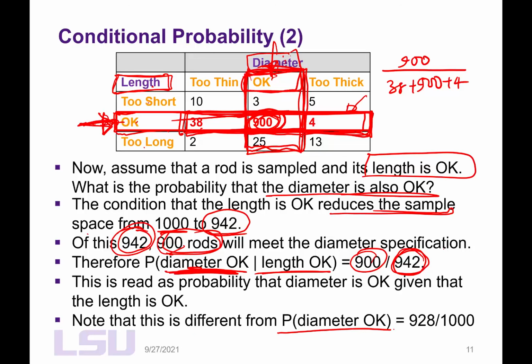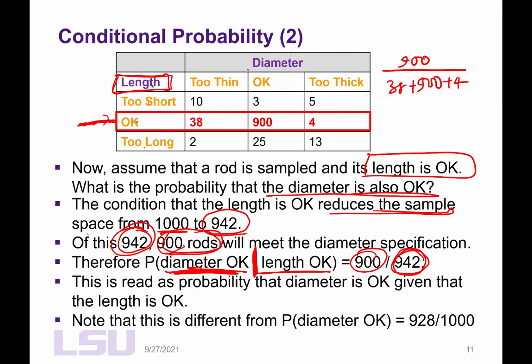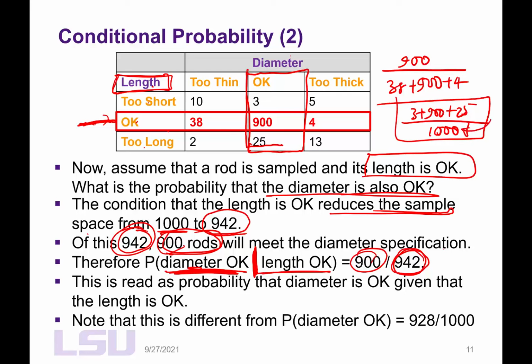This is different from the unconditional probability that the diameter is okay. Whenever you don't have that vertical given sign, you're looking at an unconditional probability, sometimes referred to as marginal probability, because there is no condition. So the probability that the diameter is okay by itself, how will you calculate that? You grab the entire column. Those are all the outcomes, so it's 3 plus 900 plus 25, which is 928, and you divide by the total number of outcomes, which is 1000, because there is no condition. So you're dividing by n, the entire sample space. So it's different.